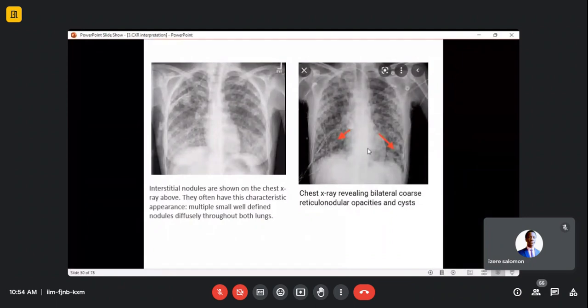Right? You can't see very well the margin of this heart on both sides, the diaphragm, because of these opacities. There are also silhouette signs, even here on this one. The role of silhouette sign is to tell you that there is an abnormal opacity. Okay, any other question?